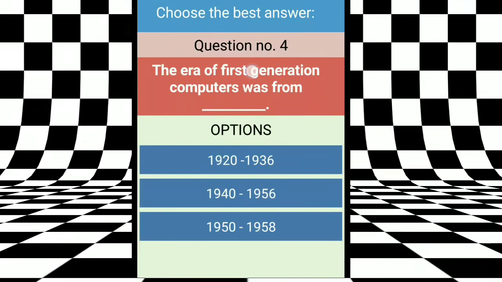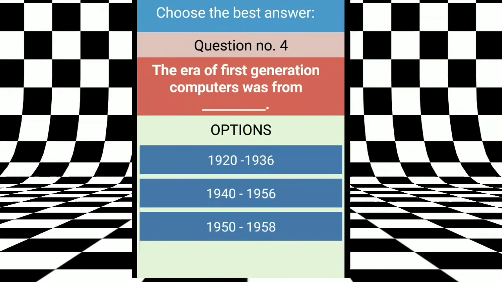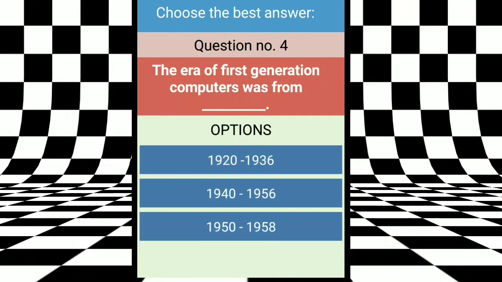Now the question number 4 is the era of first generation computers was from dash. As we know, the first generation computers were developed between 1942 to 1956. So here the right answer is 1942 to 1956. Okay.